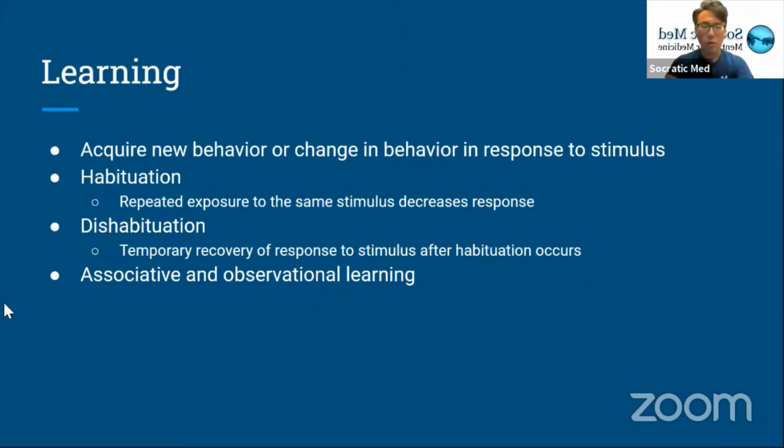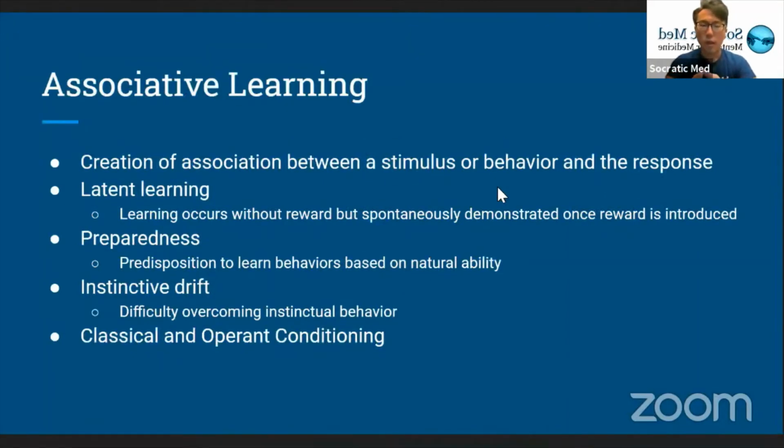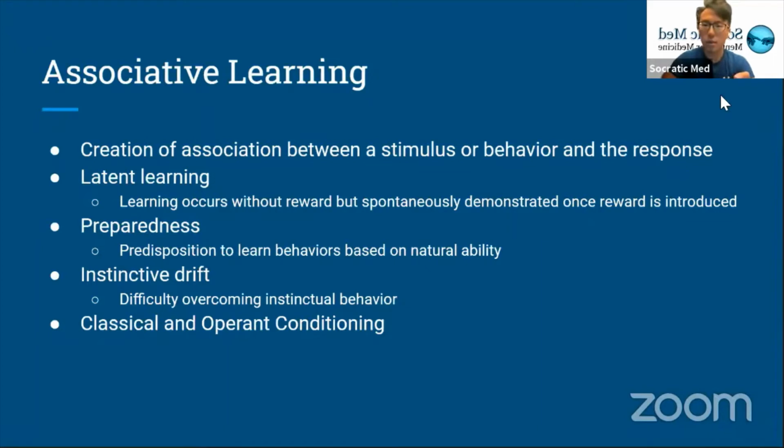So I'm going to go over two different types of learning: associative learning and observational learning. So first, I'm going to go over associative learning. So that's when you create an association between a stimulus or a behavior and a particular response to the stimulus.